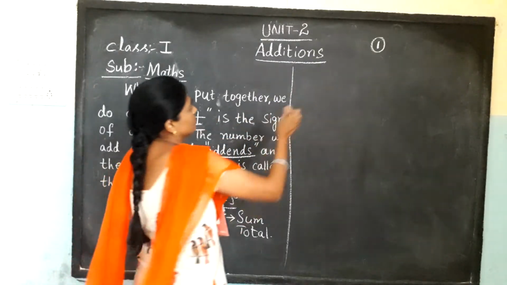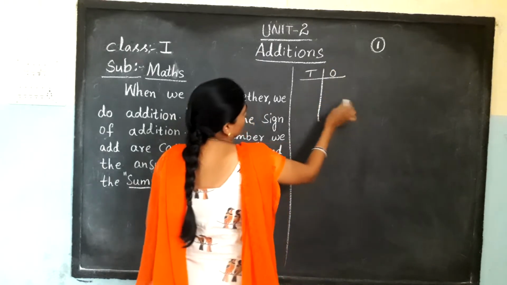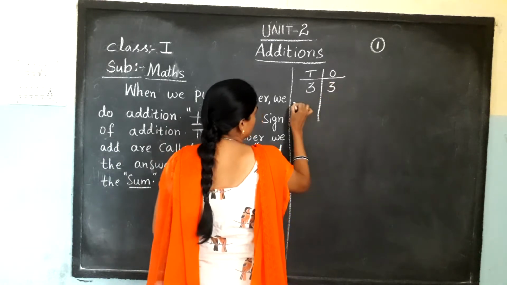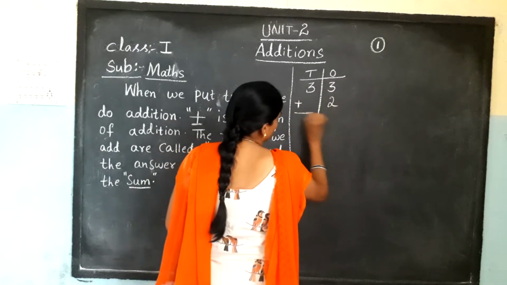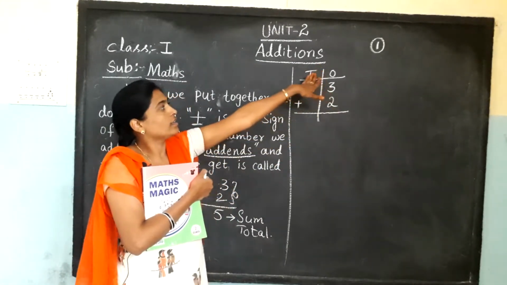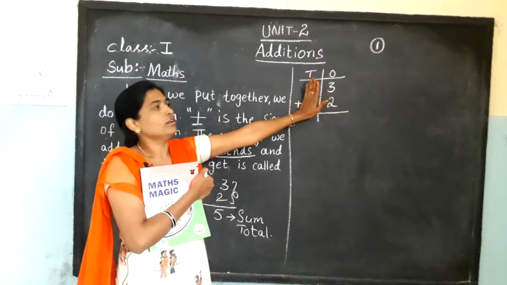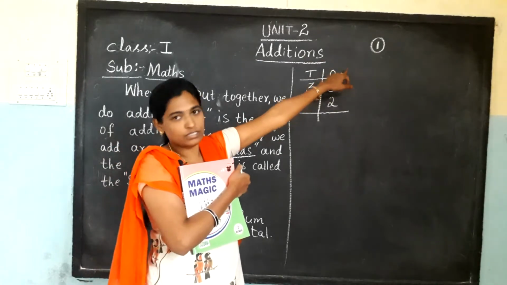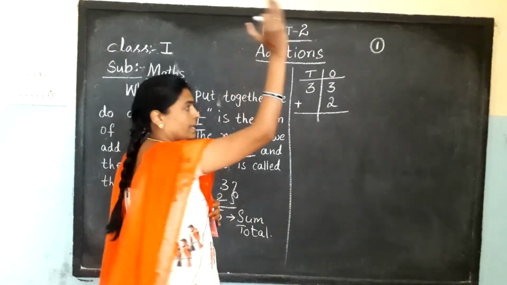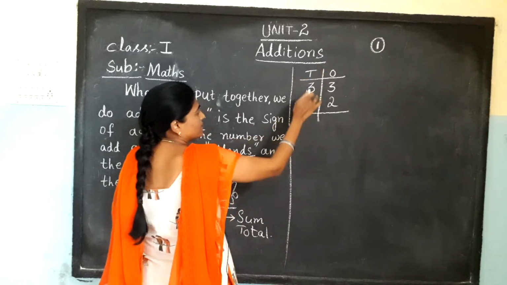Now see here, in first class we divided numbers into ones and tens. For example, 33 plus 2. Most of the children, to do addition, will count from the tens column. Is it correct? No, you have to count from the ones column. Remember children, from the right hand side you should count. You should not count from the tens column.